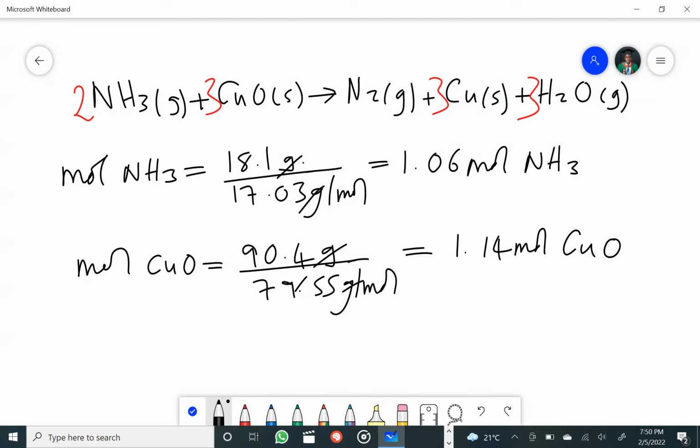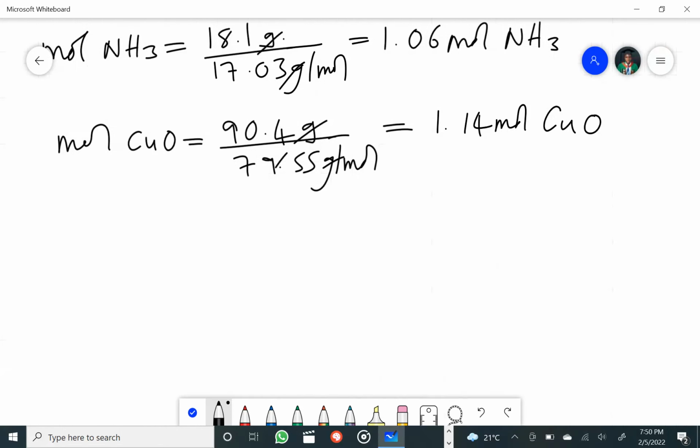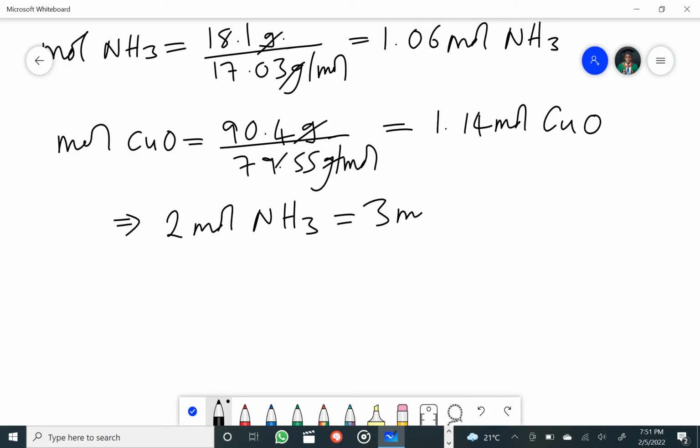Then what are we going to do again? We have to first figure out the mole ratios. We have to figure out the mole ratios of these two reactants to figure out which one is the limiting reactant, and that's the one we are going to use to figure out what amount of nitrogen was actually produced. So the mole ratio between these two is 2 moles of ammonia to 3 moles of copper 2 oxide.